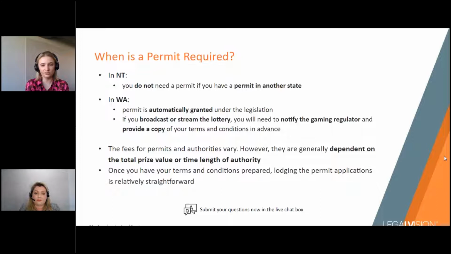The fees for permits and authorities vary, but will ultimately depend on the length of authority for New South Wales and the total prize pool value for those other states. Once you finalise your terms and conditions, you can then lodge your permit applications, and the application process itself is relatively straightforward if you've got the terms right. The key takeaway being that generally you will only need a permit to operate a national trade promotion from New South Wales, South Australia and the ACT.